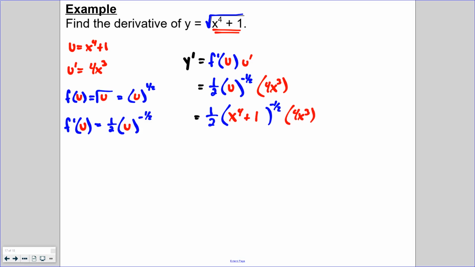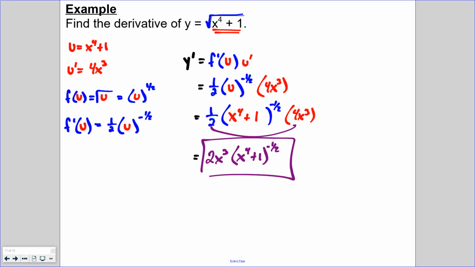Now we do need to distribute that 1/2, but again, we can't distribute it into this first expression because that first expression has an exponent. But the second expression does not, so we will multiply the 1/2 by 4x cubed, and that's going to leave us with 2x cubed times the quantity x to the fourth plus 1 to the negative 1/2 power.